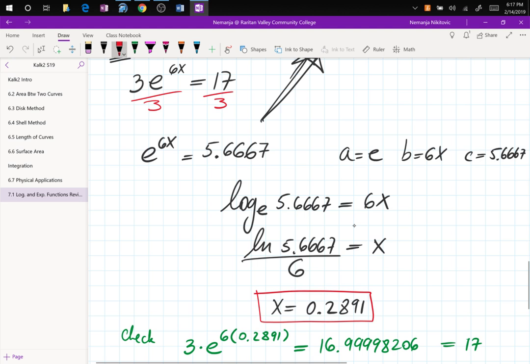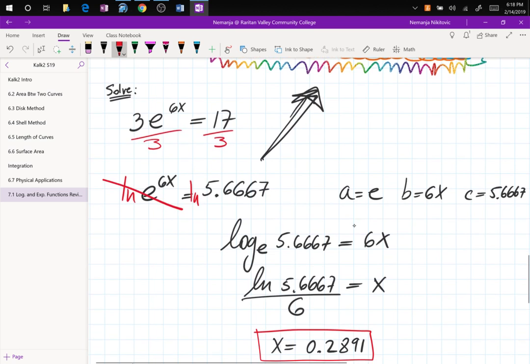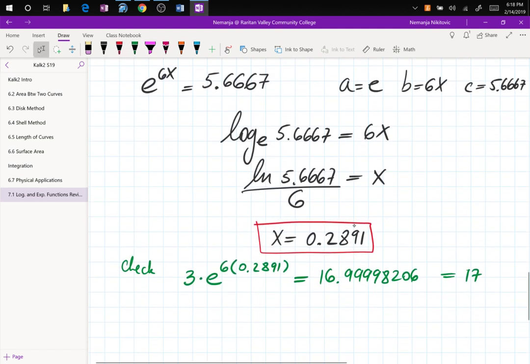Now, can you use your good old ln both sides to kill e? Yes. Right? And look what happens. When you kill e, you get what? You get this step, which is the conversion step, right? 6x equals log base e, which is ln. So you can either use the conversion all the time, or you can use ln both sides. Whatever makes you happy.